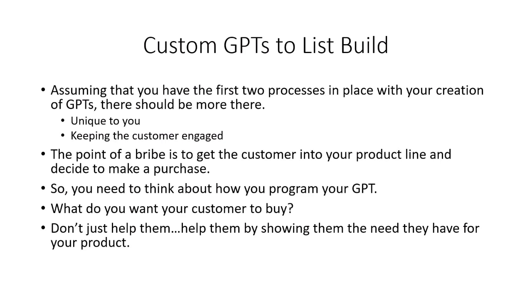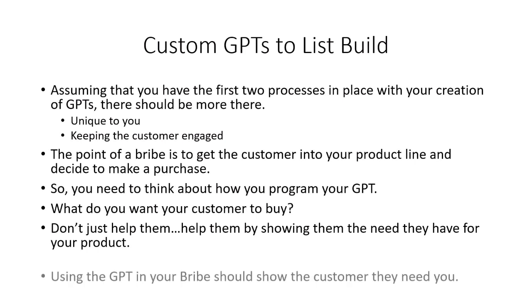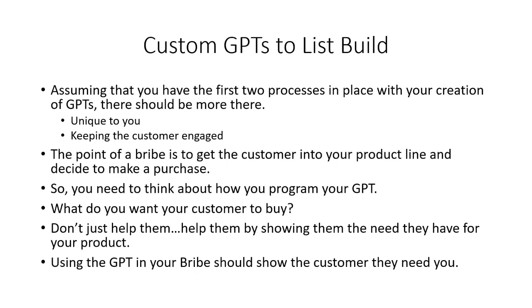If all you're here to do is help people, then you will not live to fight another day, because you have all these freebie seekers on your list and they're not going to buy anything, and you haven't asked them to buy anything. So basically, you will see the profit lacking, and eventually you just won't want to do the business anymore. So don't just help people. You help them by showing them what they need to have for your product. Use the GPT in your bribe to show the customer that they need you, right? That's what you're trying to do.